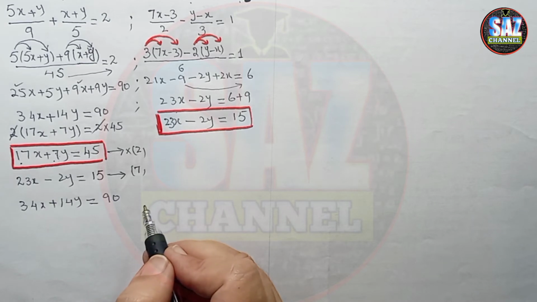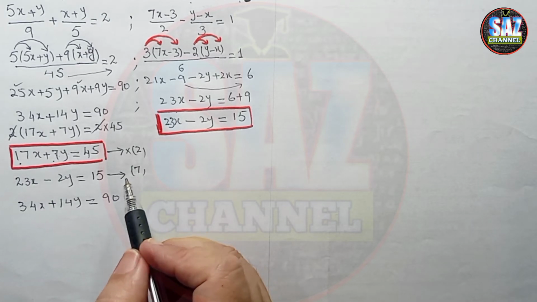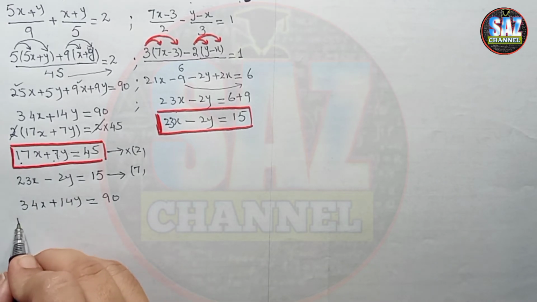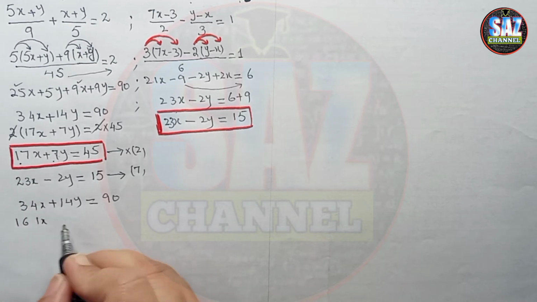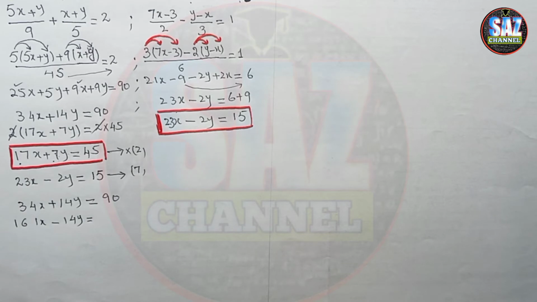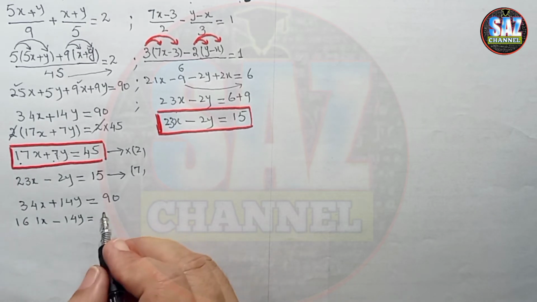Then the second equation: 23 multiplied by 7 gives 161x - 14y = 15 times 7. 15 times 7 is 105.